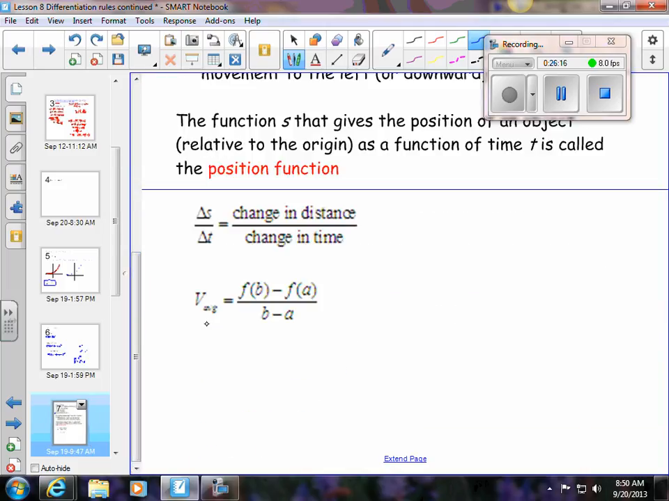Average velocity, I think this hopefully printed more clearly on your sheet. Average velocity is the change in y's over the change in x's. That's just the slope formula. Average velocity is the slope formula.